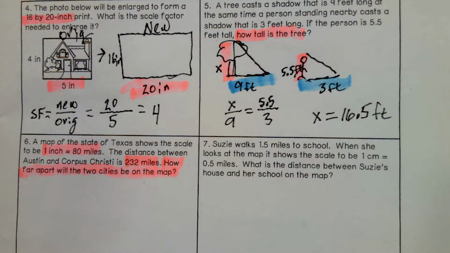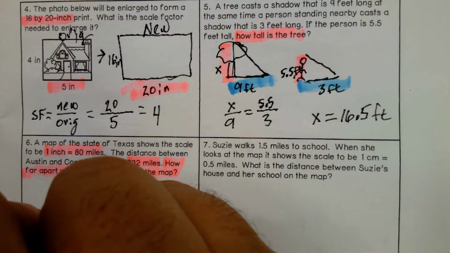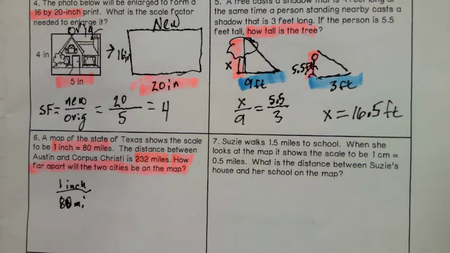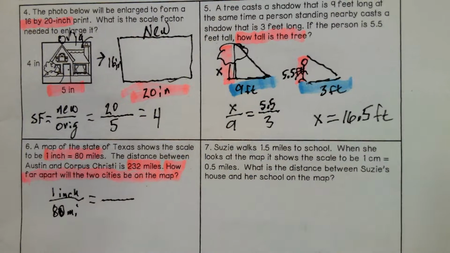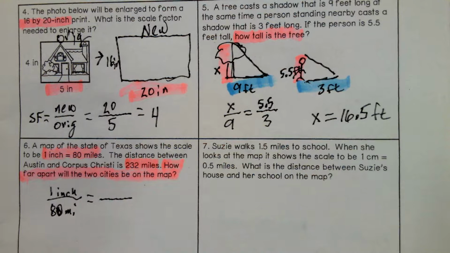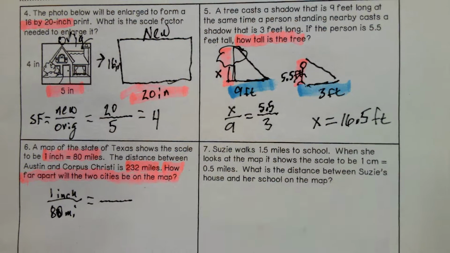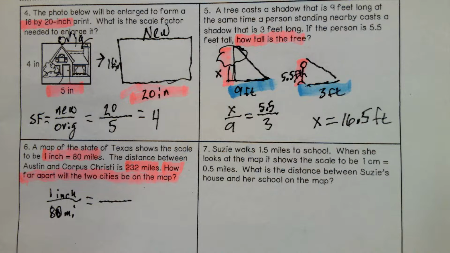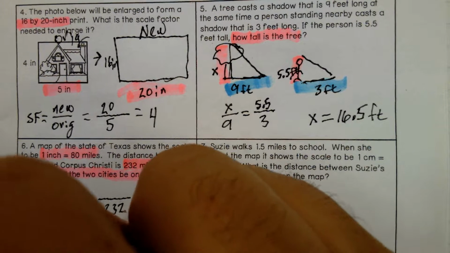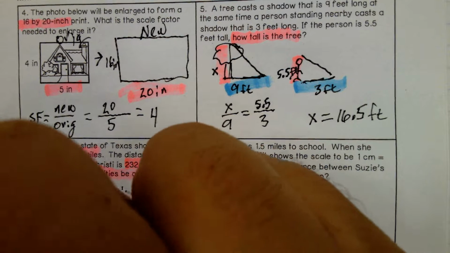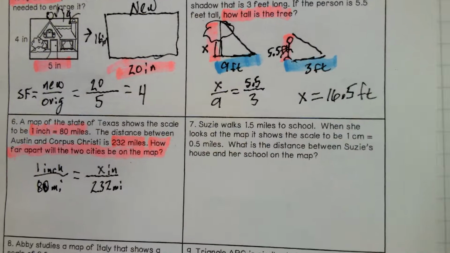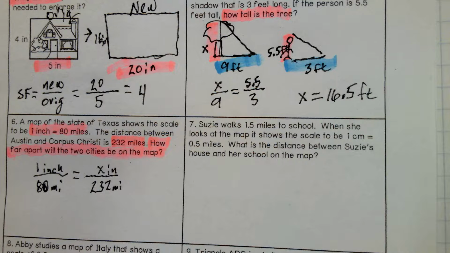Okay, so they give us a proportion: 1 inch equals 80 miles. Then it says Austin to Corpus Christi is 232. Do we put it in the numerator or denominator? It goes in the denominator because they're giving us miles. And what we don't know is how many inches. There's the proportion we would set up there. So let's figure that out. How many inches would that give us? 2.9, is that? 2.9.